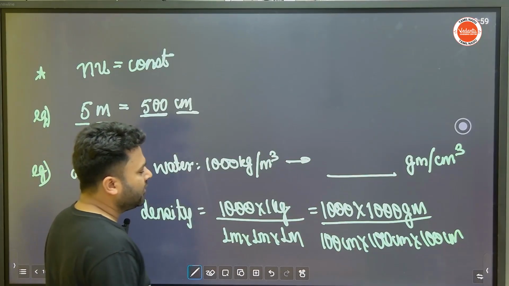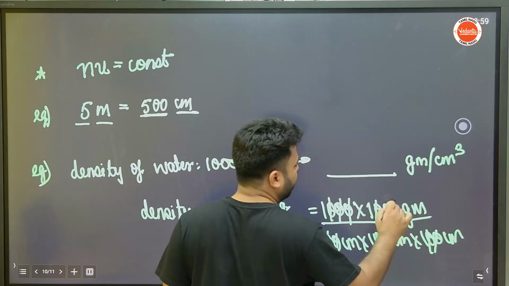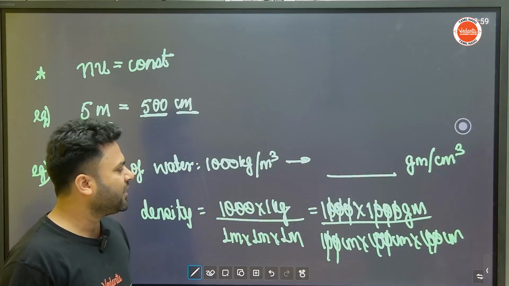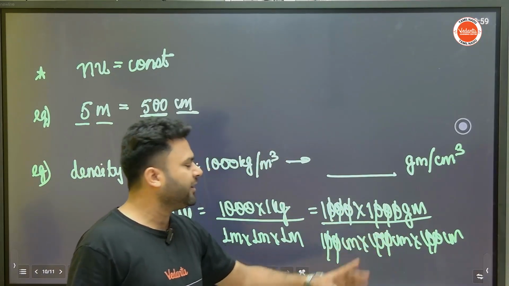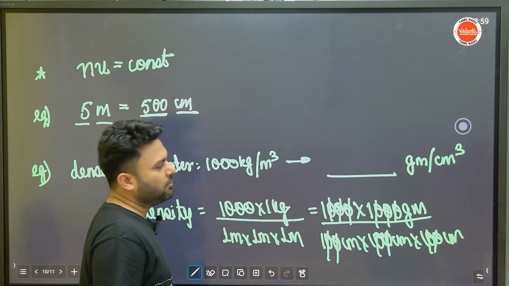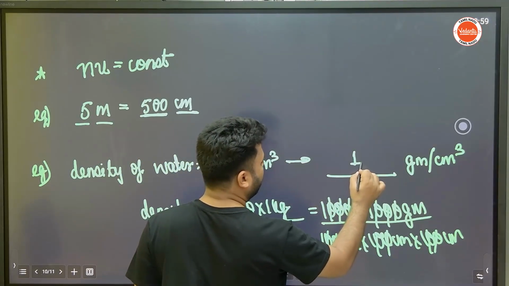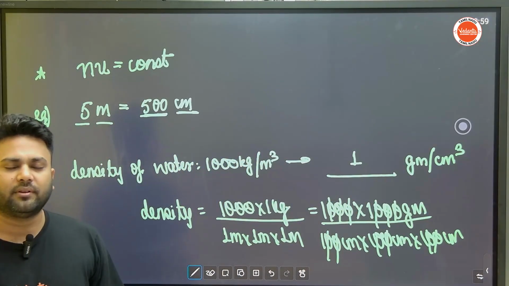Basics. So here 1, 2, 3, 4, 5, 6. Which how much it is coming? 1 gram per centimeter cube. So if they ask what is the number, you should write 1 gram per centimeter cube.